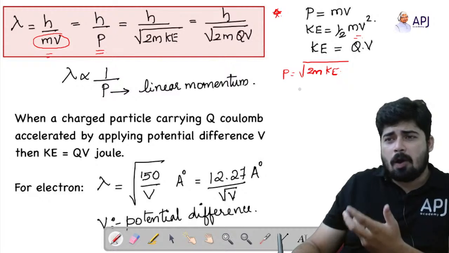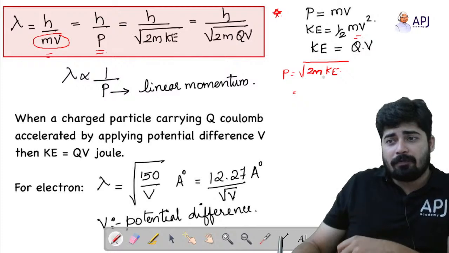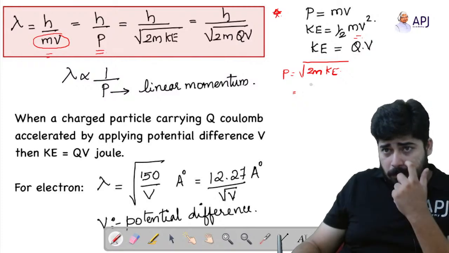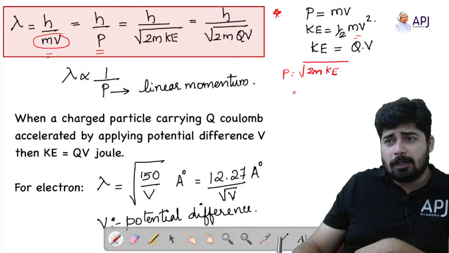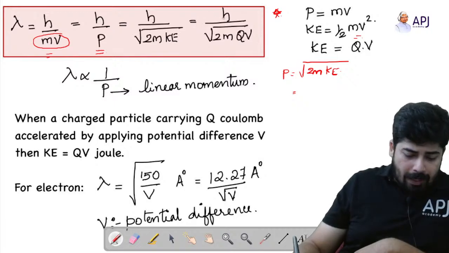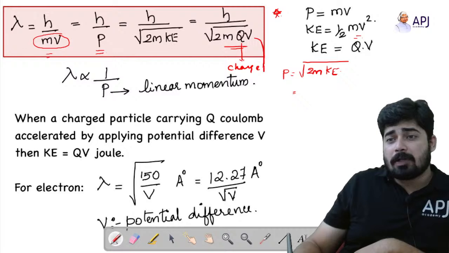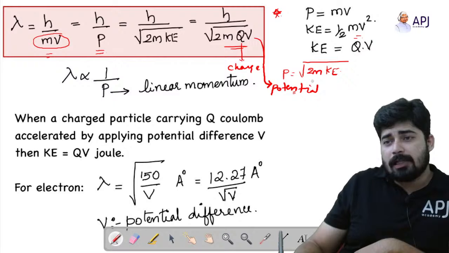It is not important how I got it. If you want to know, just apply the value KE equal to half mv square, then you can cancel it and you will get m into v square. That gives you p, which is equal to h by root of 2mqV. Here q means the charge of the particle and V is the potential difference. This is very important. It's not the velocity, it's the potential difference V.